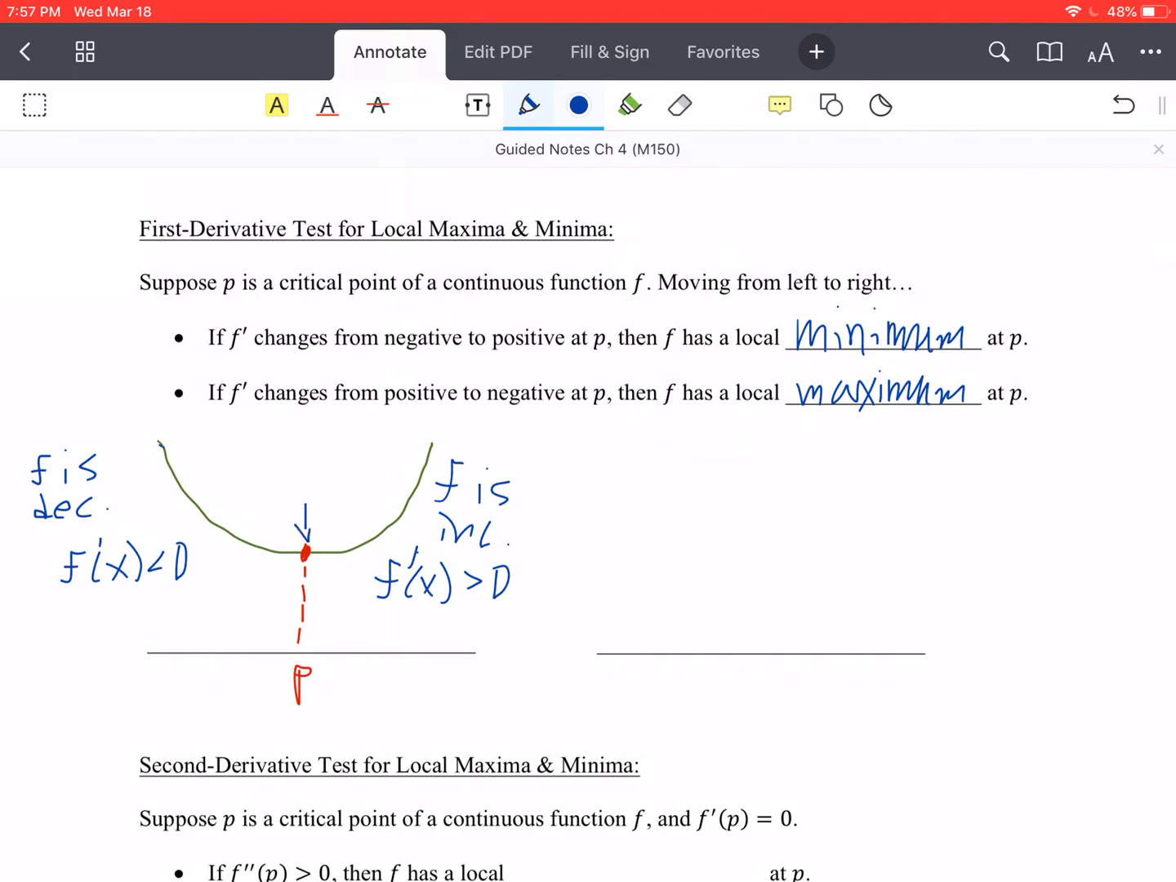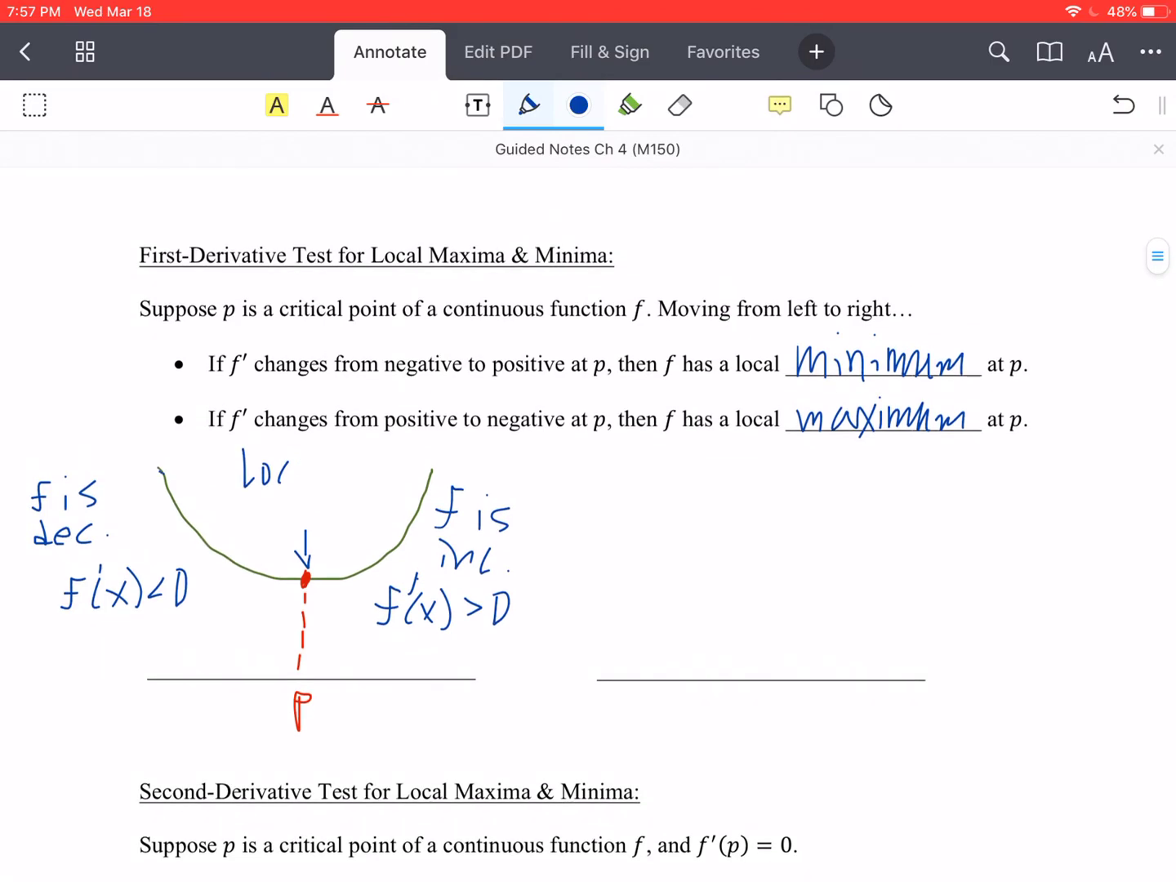which means our point P here is a local min. And that's where f prime of P equals 0. And again, if you look at that tangent line, it's horizontal there. And because we switched from decreasing to increasing, it gave us a local minimum.